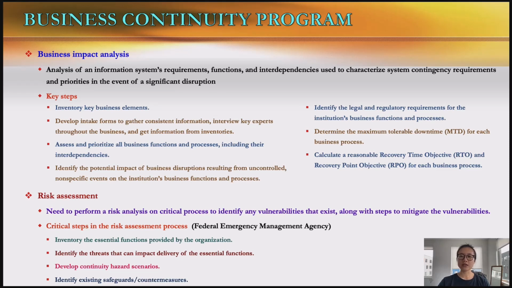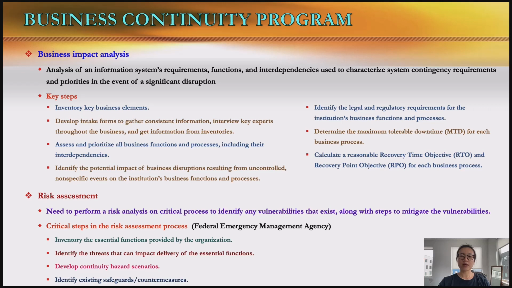An organization needs to perform a risk analysis on each critical process to identify any vulnerabilities that exist, along with steps to mitigate these vulnerabilities. In Chapter 3, we discussed the process in detail for security management, and the same process applies for business continuity. In essence, business continuity risk assessment addresses three questions. What can go wrong? What is the likelihood that some undesired event might occur? And what would be the impact should it occur?